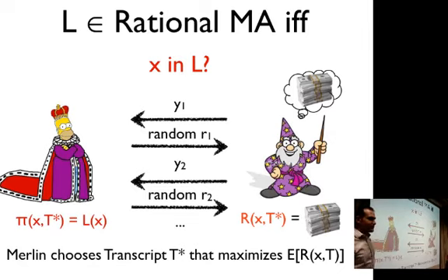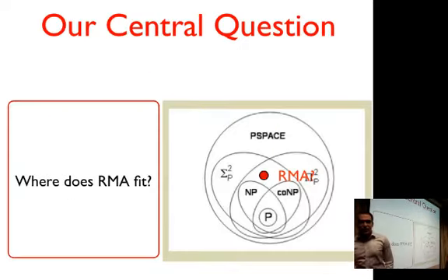Okay. Any other questions about this? Great. So, as I said, this is an informal definition of this class, Rational Merlin Arthur. I'm going to give a formal definition when the time for proofs comes. And with this definition in hand, our central question we can rephrase as, where does this complexity class fit in this nice universe of complexity classes? Credit where credit is due. The image is due to Dan Spielman from some MIT website.